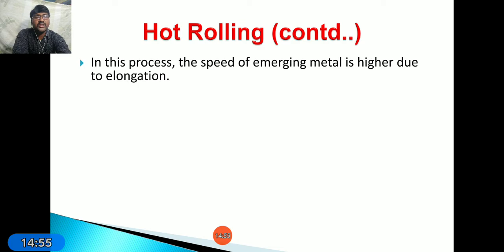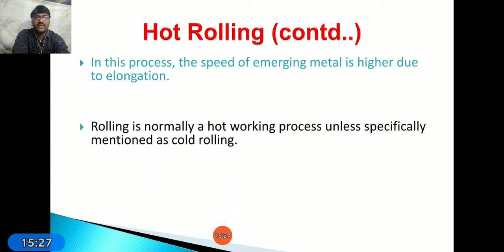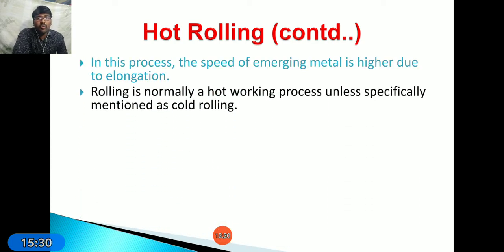In this process, the speed of the emerging metal is high due to the elongation observed. The entering speed of the workpiece into the rolling is less than the exit speed of the metal from the rolling process. Due to this, some amount of elongation takes place, and the exit velocity and the entry velocity will differ. The exit velocity is high compared to the incoming velocity of the workpiece. Here, rolling is normally a hot working process unless it is specifically mentioned as cold rolling.